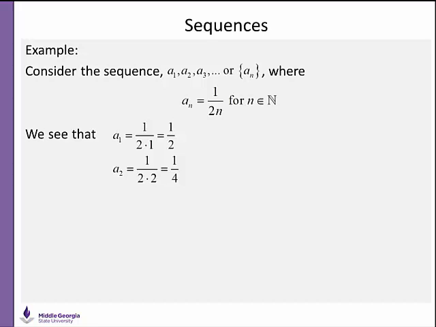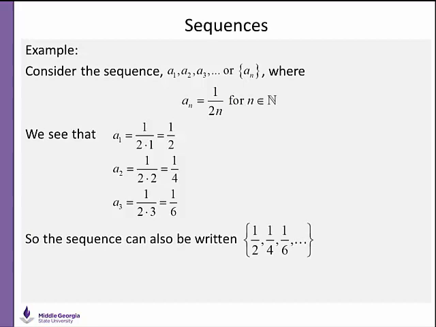When n is replaced by 2, we have a sub 2 equals 1 over 2 times 2, or 1/4. When n is replaced by 3, we have 1 over 2 times 3, which equals 1/6. So the sequence can also be written as, we use set brackets and then list the elements, 1/2, 1/4, 1/6, and so on in the same pattern.